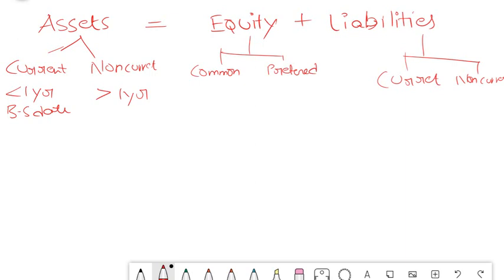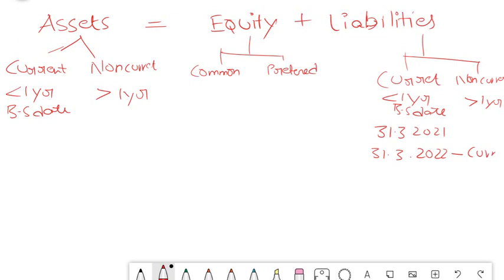Same is the case with your liabilities. Current is something which the liability has to be settled within a period of 1 year from balance sheet date, and non-current means greater than 1 year. That means if we are preparing the balance sheet as on 31 March 2021, then all the liabilities which are due till 2022 are called current, and all the liabilities which are beyond 31st March 2022 are called non-current.